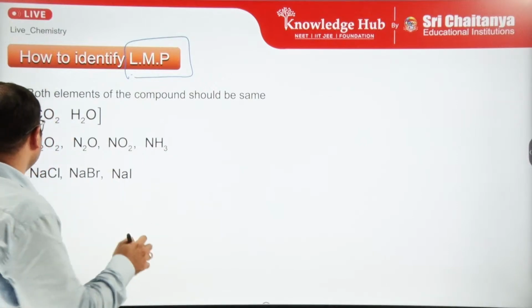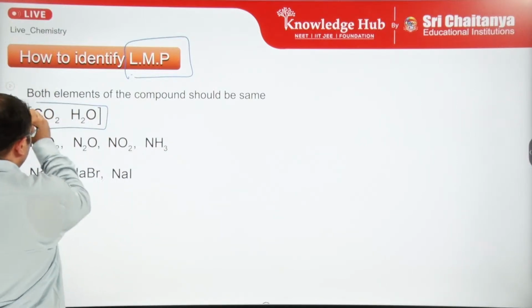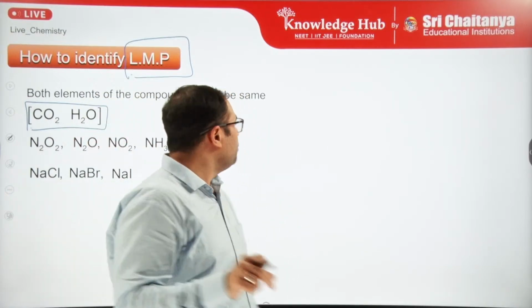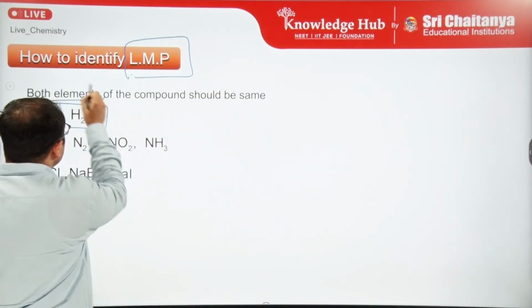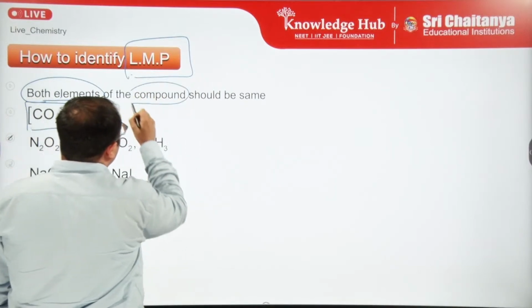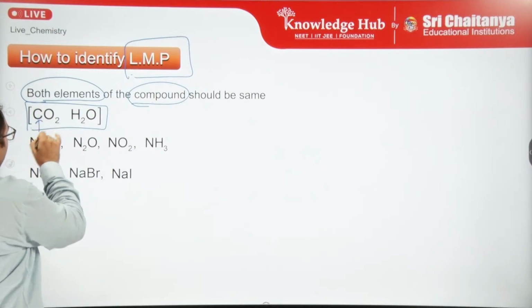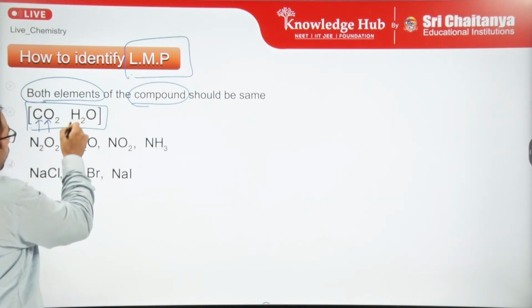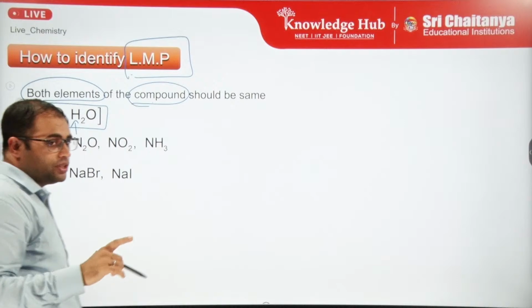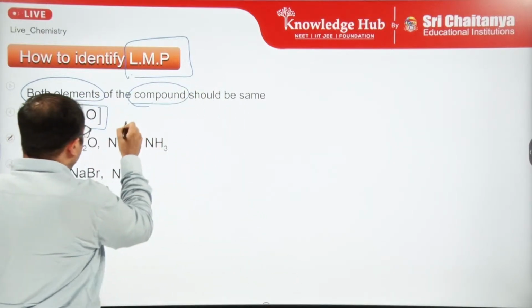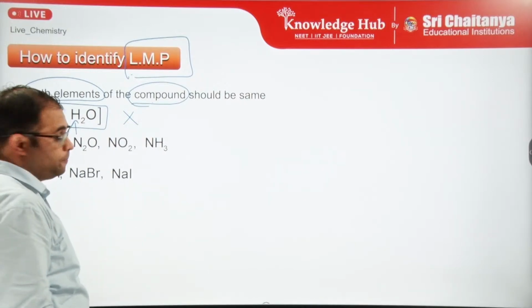various groups of compounds. See, you have carbon dioxide and hydrogen. So one of the ways to identify this law is that both elements of both the compounds should be the same. Here you can see that one element is carbon, the other is oxygen, but in the other compound you have hydrogen and oxygen. So you have not two but three elements. So the law of multiple proportions does not work here.